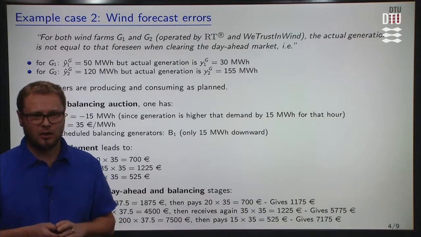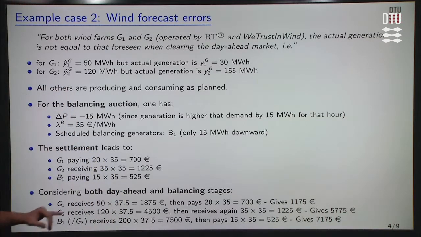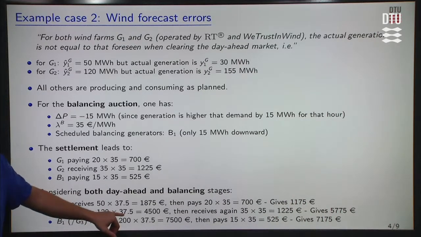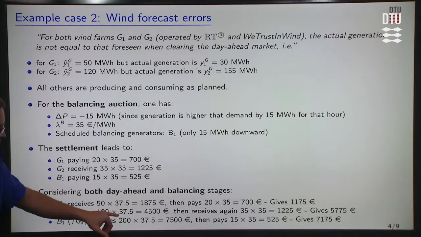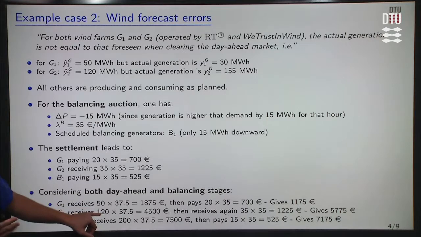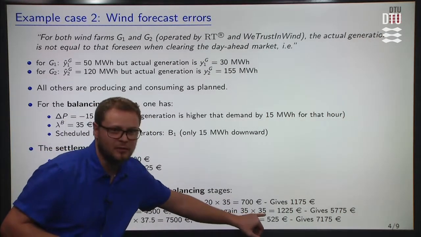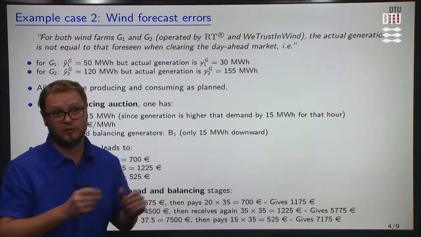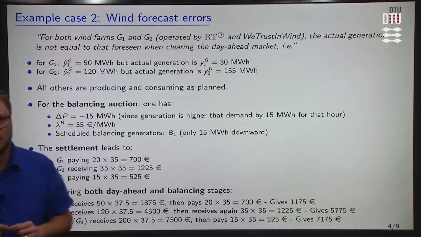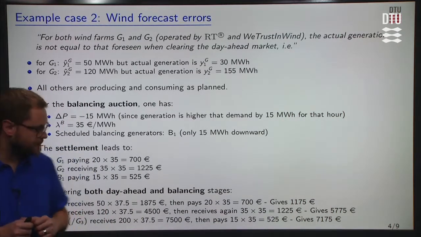There is an opportunity loss for G2, since you can see if G2 had predicted correctly that it would produce 155, it would have sold the whole 155 megawatt hour instead of 120 at the price of 37.5. While here it receives 37.5 euro per megawatt hour for the first 120 that were predicted, but then receives only 35 euro for the other unit of energy produced on top. So that's a loss of 2.5 euro per unit of energy that was badly predicted somehow.